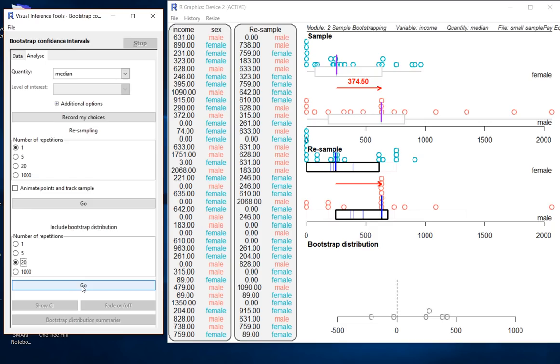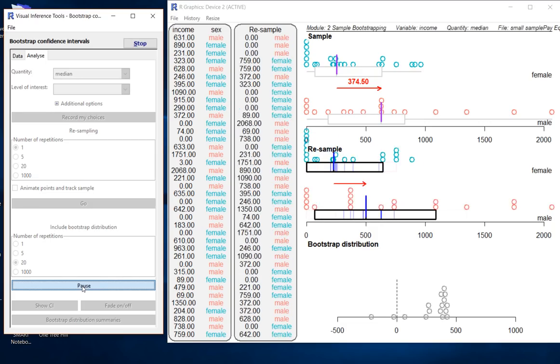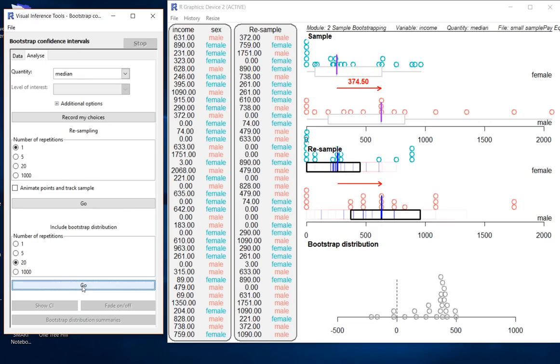If I run another 20, we'll build up a better picture, so you can see it goes faster and faster and faster. Remember that each one of these tiny little dots represents a difference in median. So overwhelmingly, most of the samples are finding that the males have a higher median weekly income than the females.